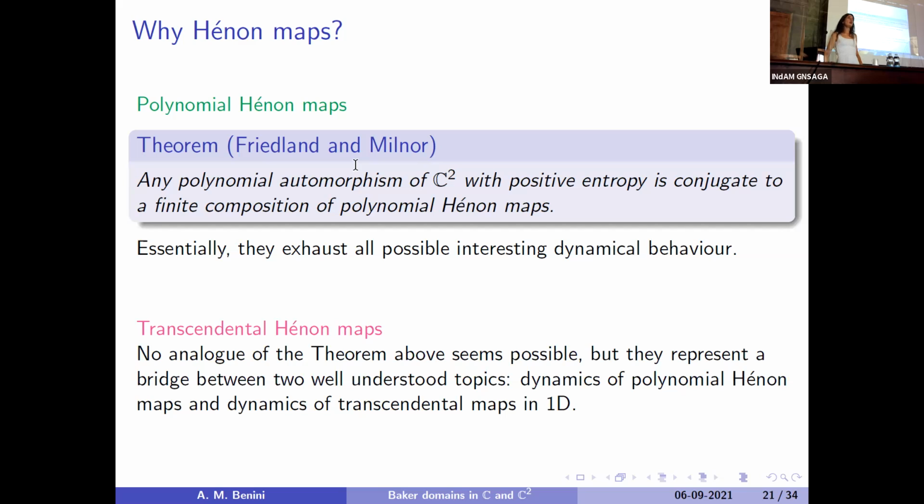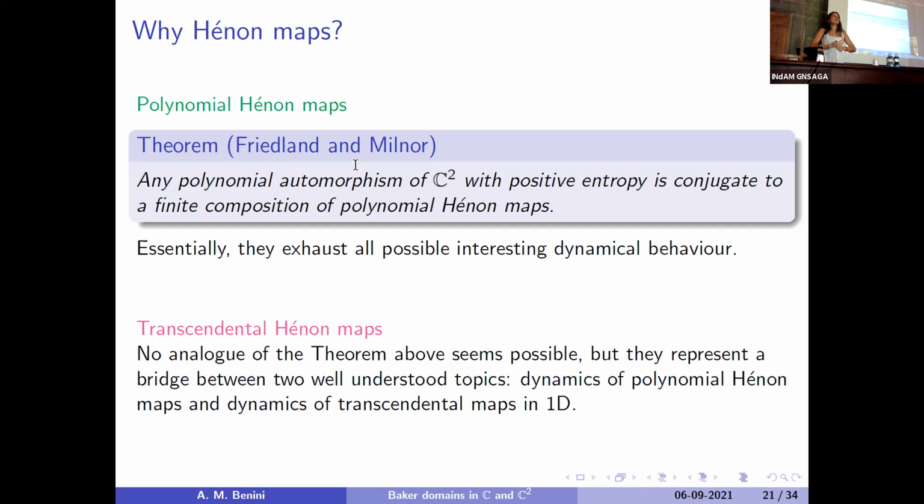Transcendental maps do not have this nice property. Again, I'm not an expert in this, but the class of non-polynomial automorphisms is really huge. So somehow it's not to be expected that you can have a small class like these maps, which are of very special form, or even finite compositions, to capture the whole possible dynamical behaviors that you could have.